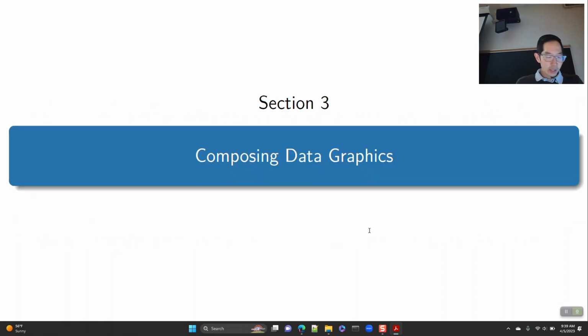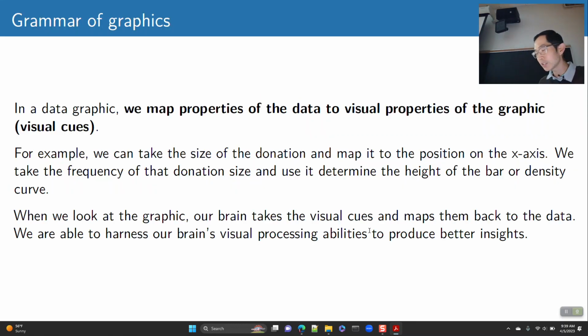When we create data graphics, we'll start to dissect some of these graphics. When we think about creating a data graphic, what we are doing is mapping, translating, from data values, like numeric values or even categorical values, to some kind of visual cue, some kind of graphical property.